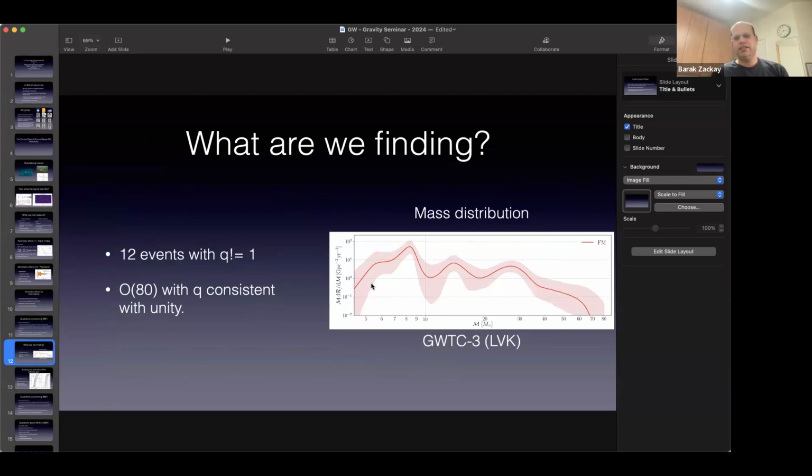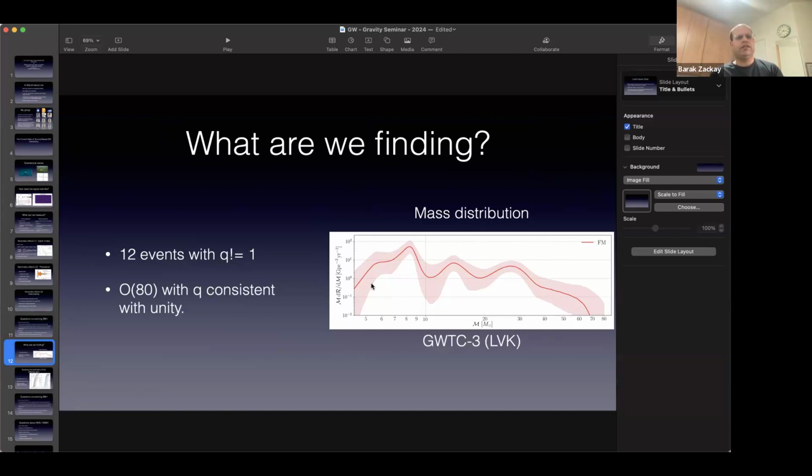So what are we finding? This is taken from the GWTC catalog published by the LVK. This is the mass distribution that they have measured for the binary black holes. As you see, this distribution has some features. Let's talk about the general trend. The general trend is that there are fewer black holes with higher mass. That's not a big surprise. The detected distribution has more detected events at higher masses, but that's just because we are seeing them further away.